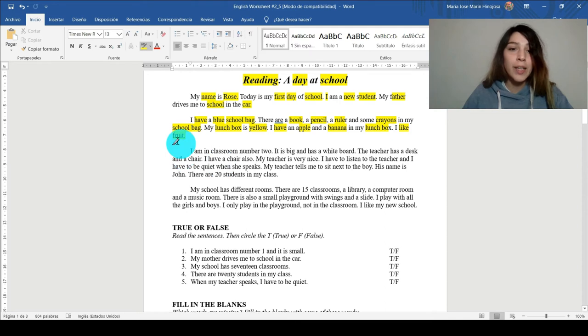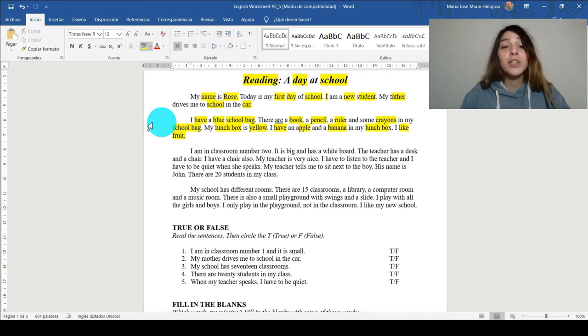Gusta, fruta. De este pequeño párrafo puedo inferir que tiene una mochila de qué color? Azul. ¿Qué hay dentro de esa mochila? Un libro, un lápiz, una regla y crayones. Aparte de la mochila, tiene una lonchera. ¿De qué color es esa lonchera? Amarilla. Esa lonchera tiene manzana, plátano.